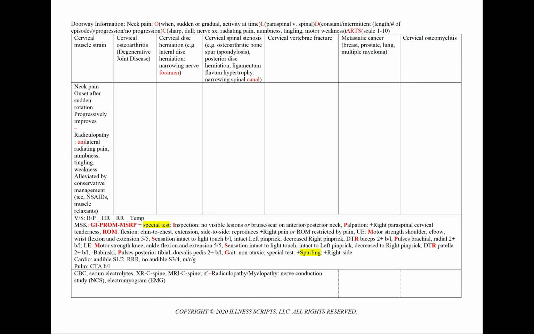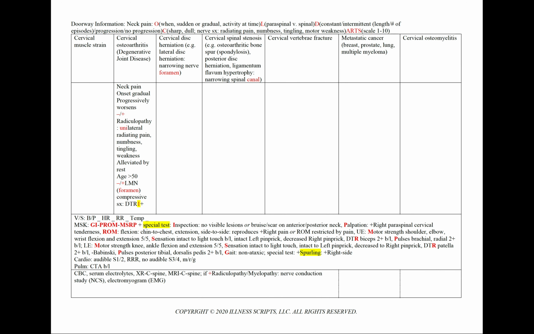In a cervical muscle strain, our supporting points will include neck pain, and the onset will be after a sudden rotation, and it will be progressively improving. We won't see any radiculopathy or unilateral radiating pain, numbness, tingling, or motor weakness, and it can be alleviated by conservative management, including ice, NSAIDs, or muscle relaxants.